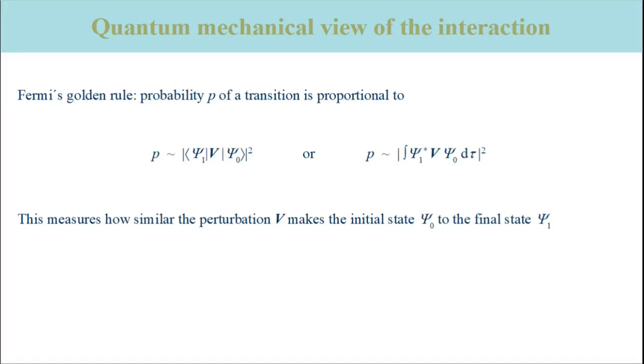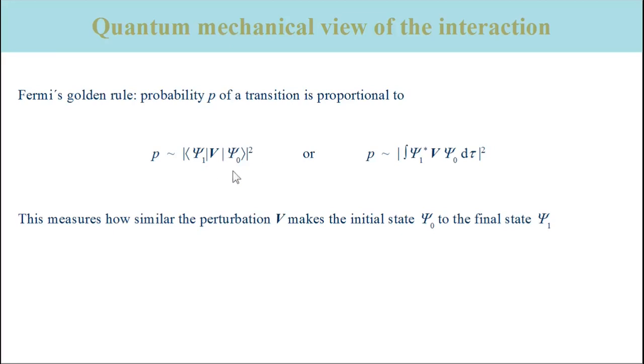To calculate the transition probability, we will use Fermi's golden rule, which was already mentioned in the lecture Introduction to Spectroscopy. According to this rule, the probability for the transition from the initial state psi0 to the final state psi1 is proportional to the squared absolute value of the dot product between the state vector psi1 and the vector produced by the action of the perturbation operator v on the initial state vector psi0.